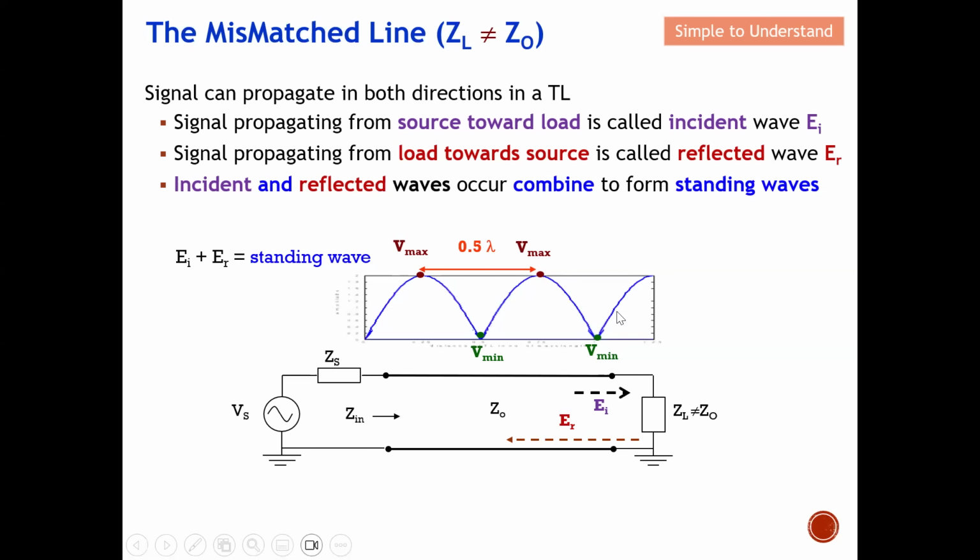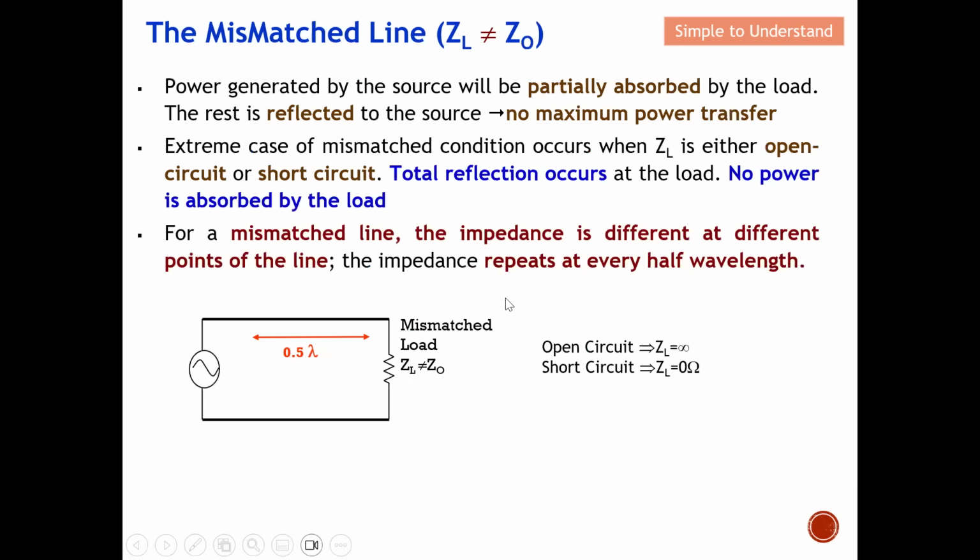Like I mentioned, in this video I will emphasize more on impedance matching, and I will leave this discussion for later. But over here, you can see that because of mismatch, we are going to have a reflected signal. And once we have this reflected signal, we don't have a constant voltage and constant current anymore, as you can see from this diagram. The power generated by the source will be partially absorbed by the load, and the rest is reflected to the source. No maximum power transfer.